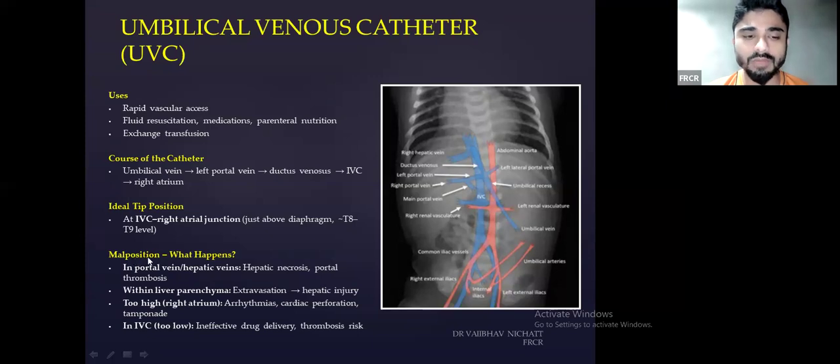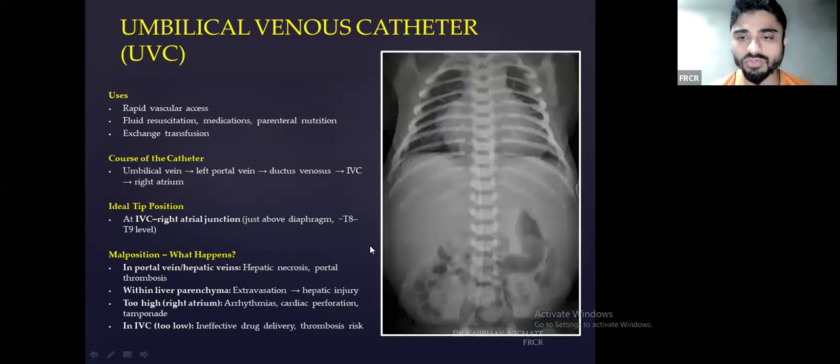What if it is malpositioned? If it is in the portal vein or hepatic vein, then hepatic necrosis or portal vein thrombosis might happen. If it goes into the liver parenchyma through rupture of the tiny vessels, then there will be hepatic injury or hepatic abscess formation. If it is too high, if it goes into the right atrium, then there will be arrhythmia, or sometimes wall injury of the right atrium, and the patient might land up in pericardial tamponade due to hemopericardium. If it is too low in the IVC, then there will be ineffective drug delivery and thrombosis risk.